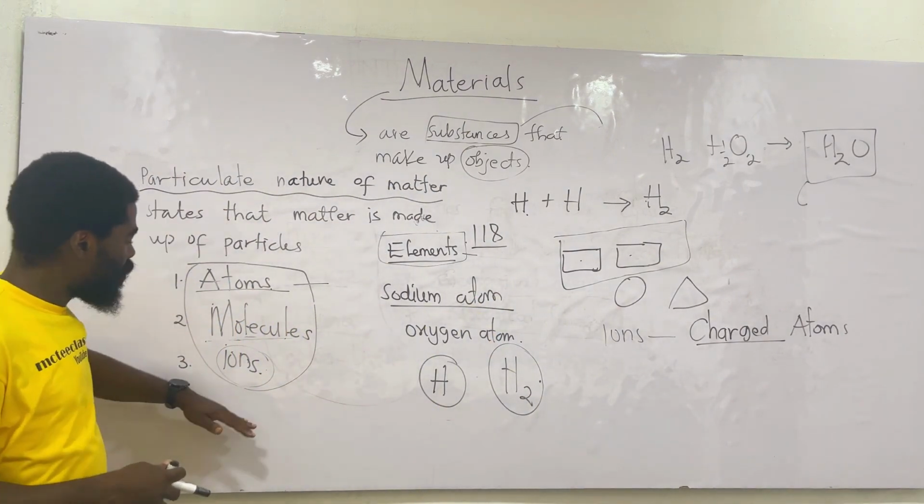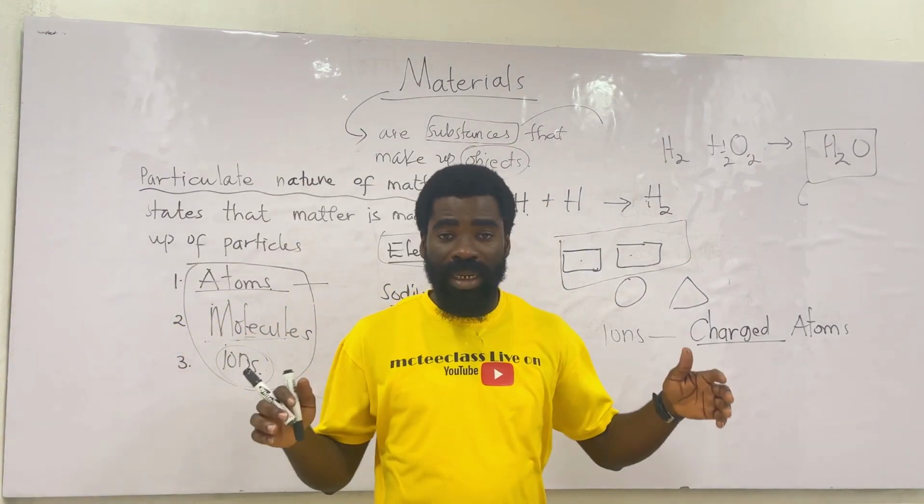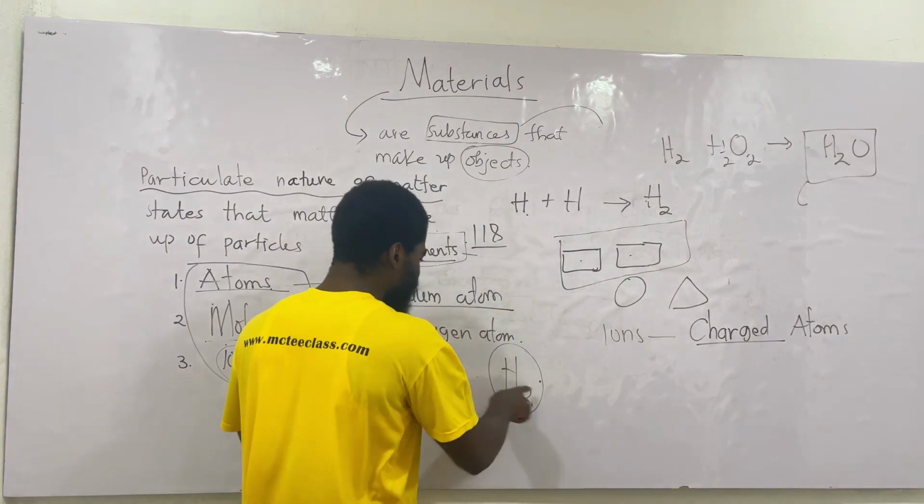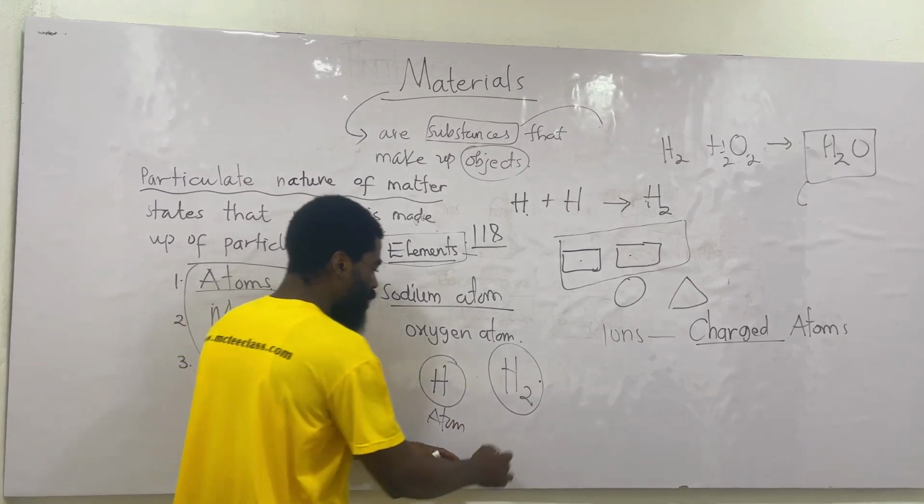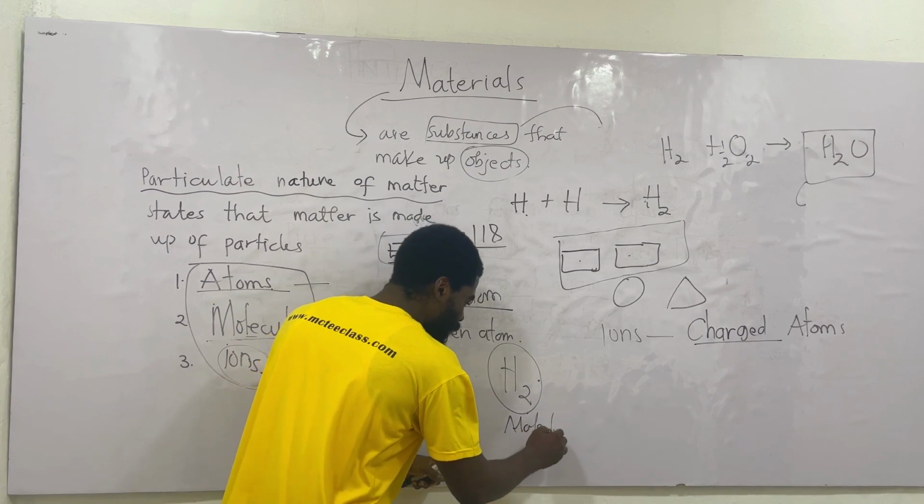So all these are the particles of matter. I hope you understand this. An example: let me use this. So this is a hydrogen atom. This is a hydrogen atom. This is a hydrogen molecule. This hydrogen molecule, that is what?